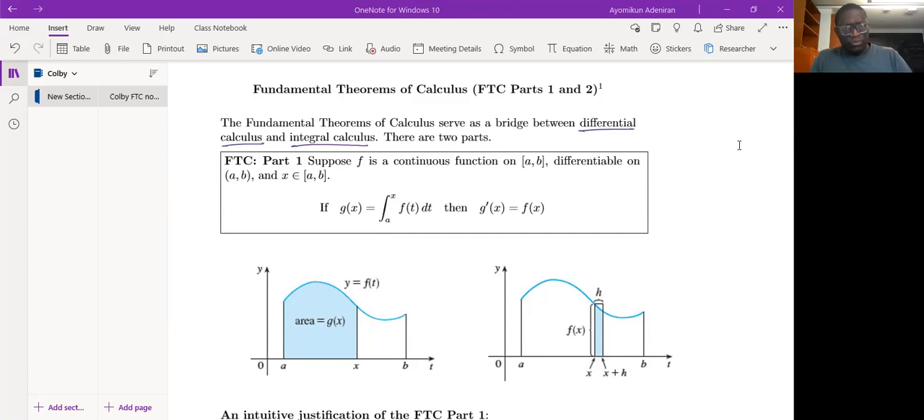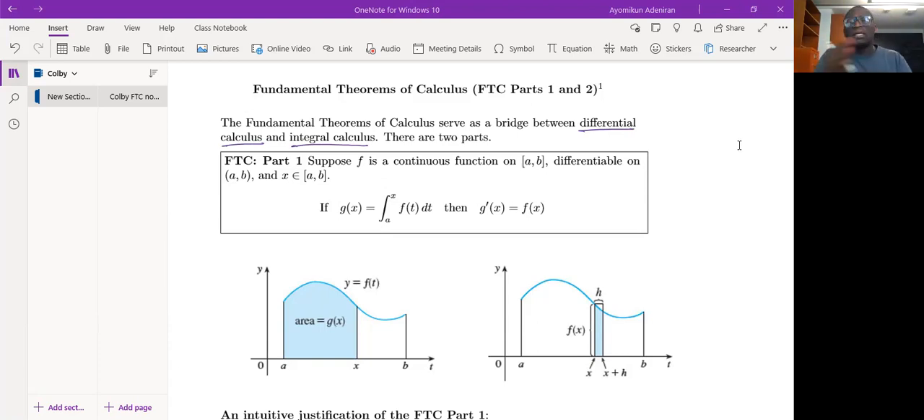If we write this integral from a to x of f of t dt as a function of x, so this is dependent on x because a is a constant, and g of x is this integral, which is a function of x, then the derivative of this function with respect to x is exactly the function f of x.